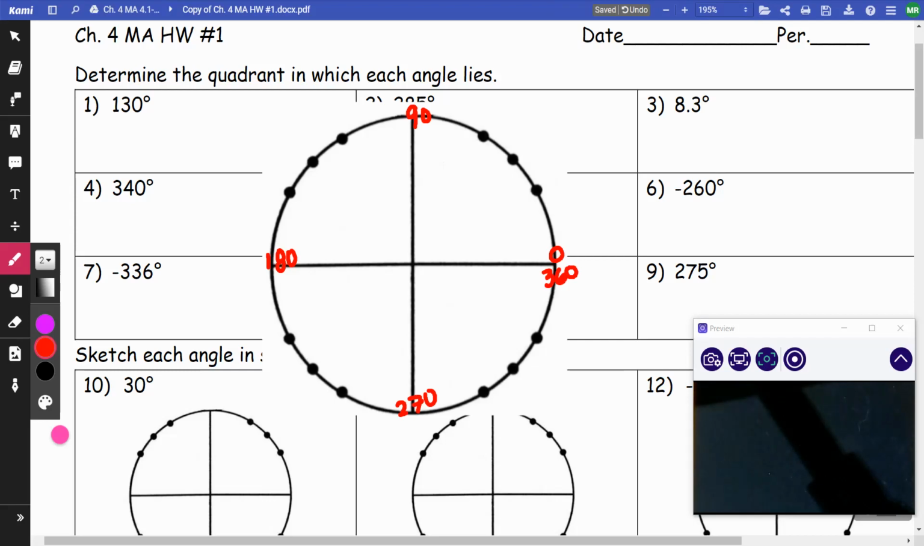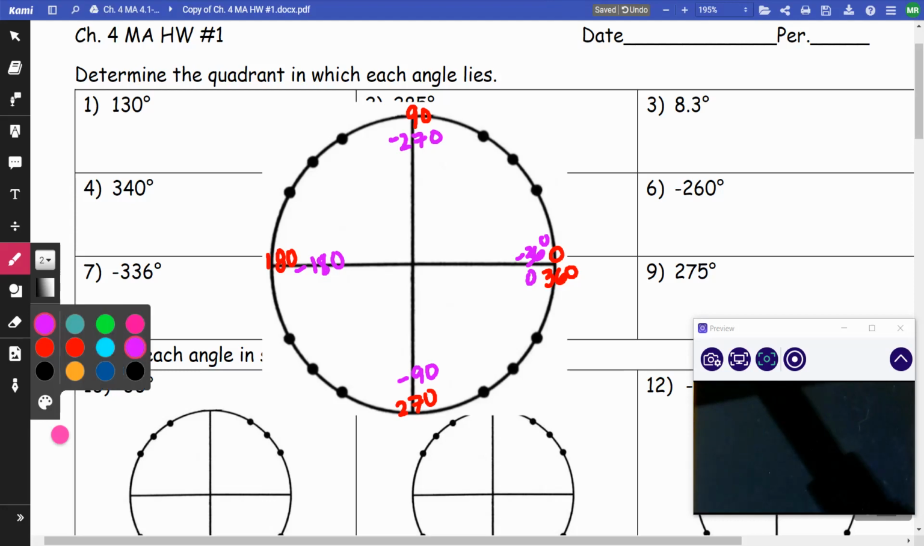When I'm going backwards, then what's going to happen is this is going to be negative 90 degrees. This is going to be negative 180 degrees. This is going to be negative 270 degrees. That's better. And this is going to be negative 360 degrees. And again, we started at 0. So we want to understand this.